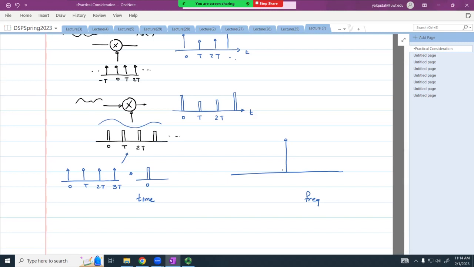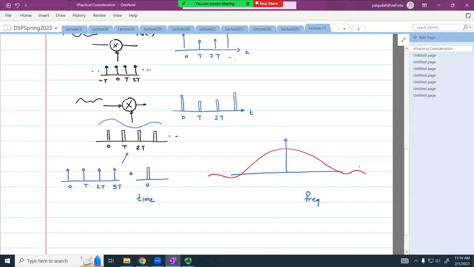Anybody remembers? A sinc. Excellent. Is it going to look like a sinc like this? Or is it going to look like a sinc like this? Hopefully the first one.